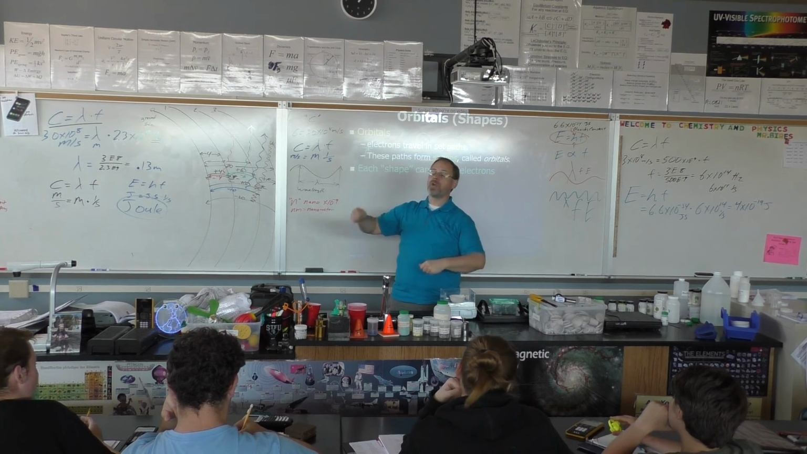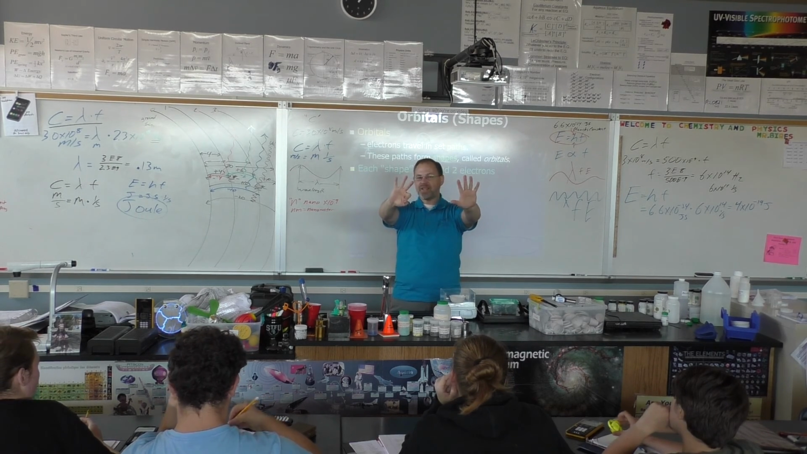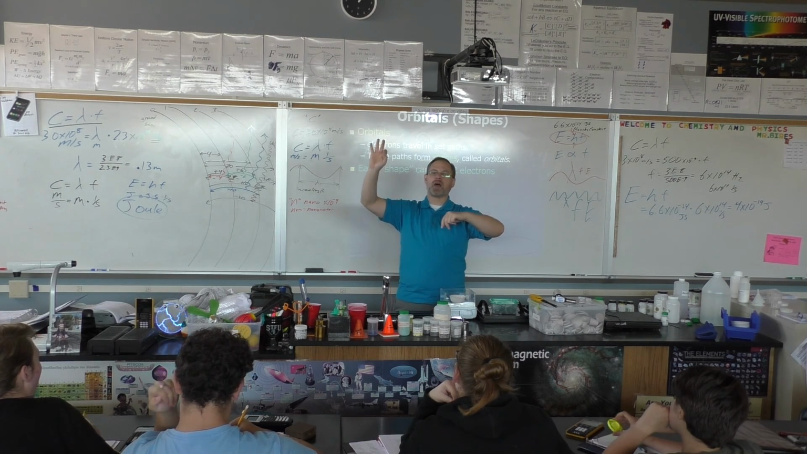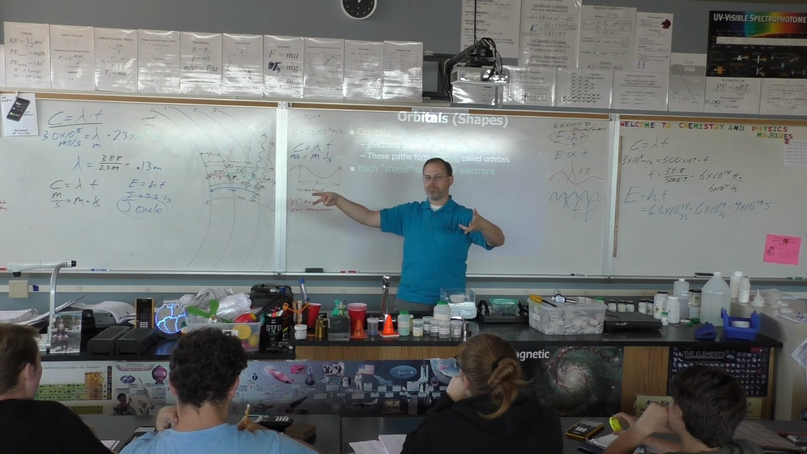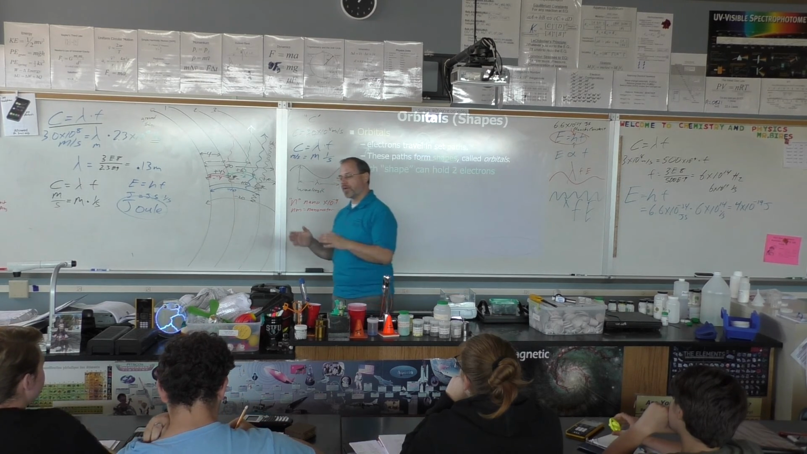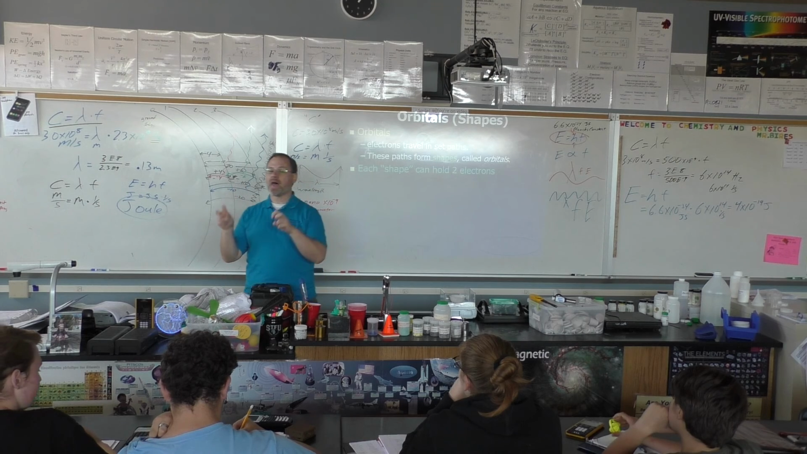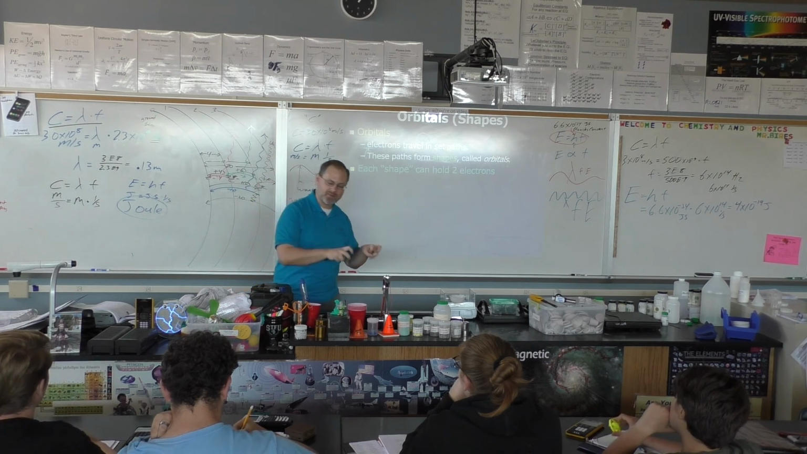Now, level 3 has 18 electrons. Each orbital holds how many electrons? 2. So how many orbitals are in level 3? 9. And those orbitals are then separated into S, P, and D.